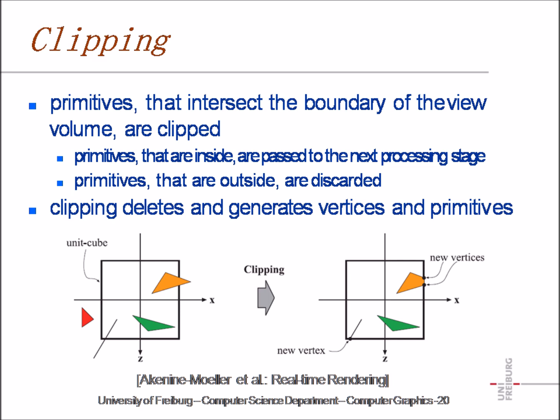The red object is not found because it was outside the view volume in the previous stage. However, the green object is found in complete form as it is already inside the view volume. And finally, the orange object is clipped, the part which was outside the view volume is removed, and two new vertices are generated to be processed in the next processing stage.